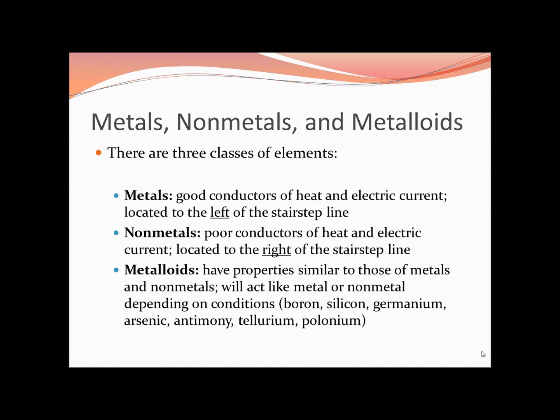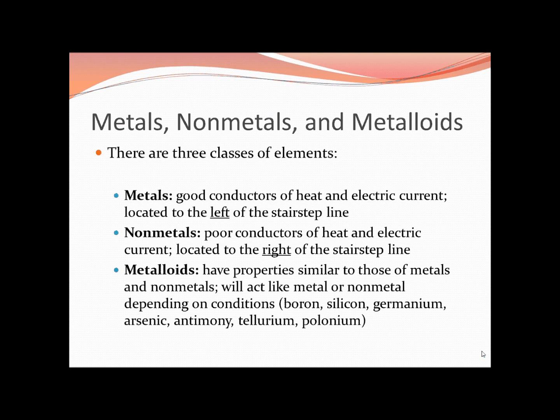So we have 3 classes of elements. We have metals, nonmetals, and metalloids. Metals are very good conductors of heat and electric current. We have them to the left of the stair-step line, which we will cover in a little bit. That's why there's copper wiring in your house for wires to conduct electricity. If you are heating something up on the stove, chances are your pan is going to be made out of metal.